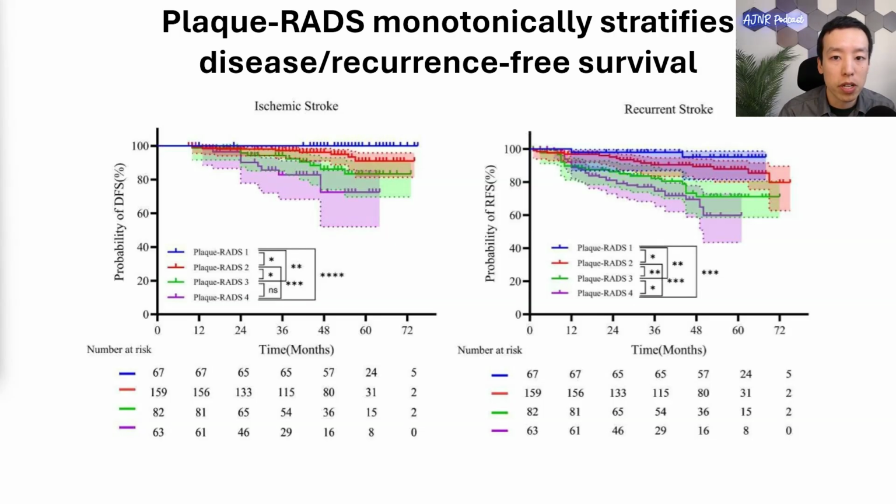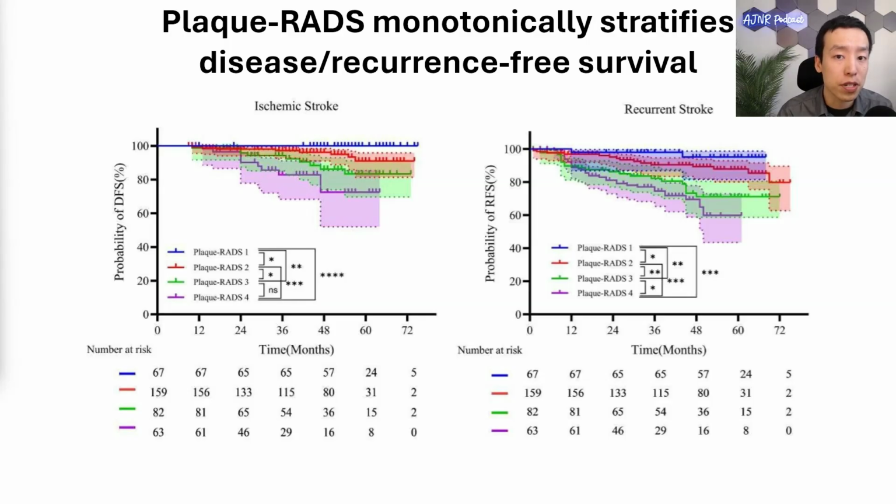These two curves show a stepwise monotonic relationship between carotid Plaque-RADS and the risk of stroke. The curves depict disease-free survival in the case of first stroke on the left side of the figure, and recurrence-free survival in the group who had stroke at baseline. We're looking out for a recurrent stroke. So as carotid Plaque-RADS category increases, there were worse outcomes over time.